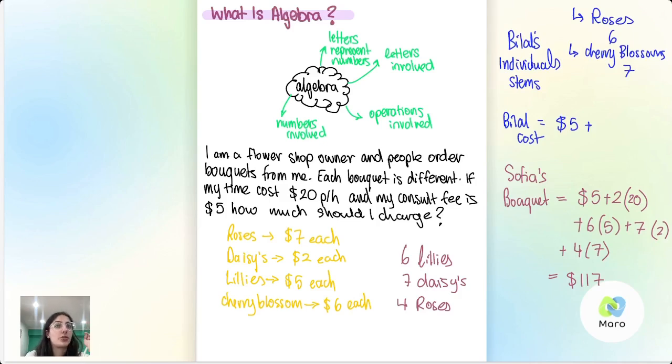So for the roses, how much do I charge? Tell me. 6. Yep, 6 times what? 7. 6 times 7. Good. And then Joseph, what do I charge for the cherry blossoms? 6 times how much are the cherry blossoms each? Have a look. They cost $6 each, right? And how many cherry blossoms do I have? 7. So 6 times 7? Good. I just wanted you to explain it. Now, someone plug that into the calculator, please.